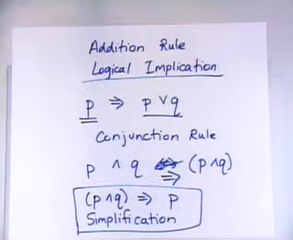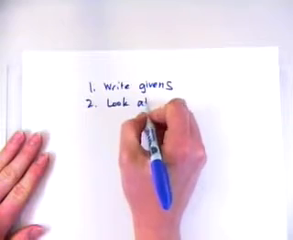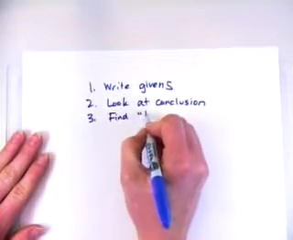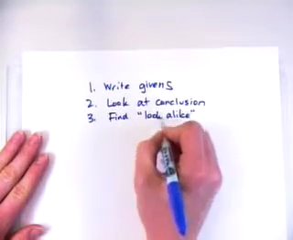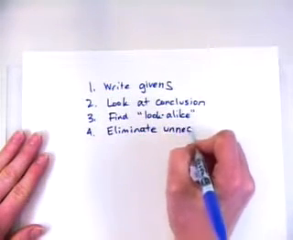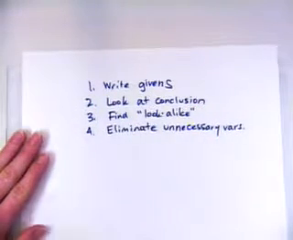Okay, so in the methods of direct proof, we had four steps. Let me write them again in shorthand. The very first one was write the givens. And we look at the conclusion. Find a lookalike. And eliminate unnecessary variables. That's our process, and we keep repeating that. This is a method for doing direct proof.